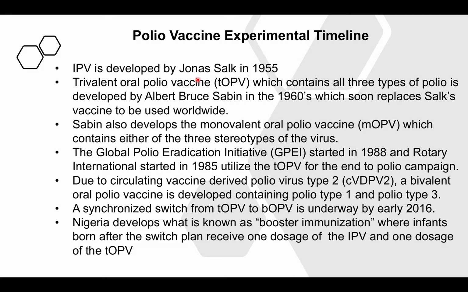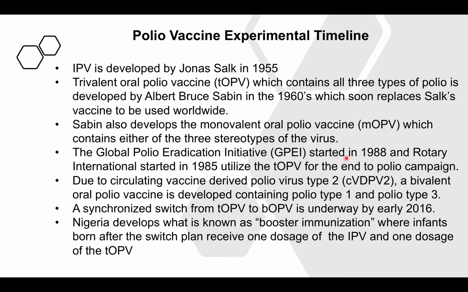The trivalent oral polio vaccine, that's the TOPV, contains all 3 types of polio. It was developed by Albert Bruce Sabin in the 1960s. He grew the virus in non-nerve tissue cultures, and he discovered 3 mutant strains of the virus, which did not cause paralysis but caused production of antibodies. He also developed the monovalent oral polio vaccine, that's the MOPV, which contains either of the 3 serotypes of the virus, either type 1, type 2, or type 3.